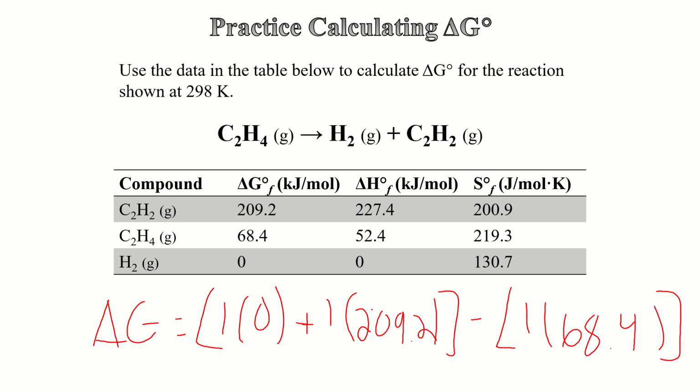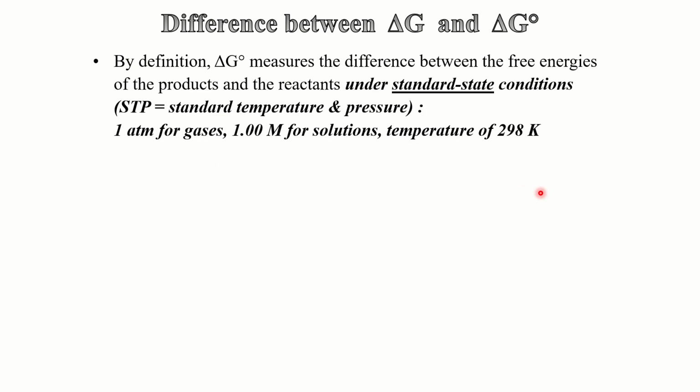When you work this one out and solve, you should find that delta G is equal to about 141 kilojoules per mole, indicating the reaction is non-spontaneous under these conditions. Okay, let's quickly explain the difference between delta G, that Gibbs free energy we were looking at earlier in the lecture, and this delta G naught. So by definition, delta G naught measures the difference between the free energies of the products and the reactants under standard state conditions. Again, remember that's what this naught symbol, this little degree symbol means.